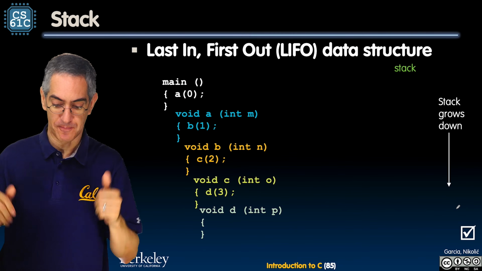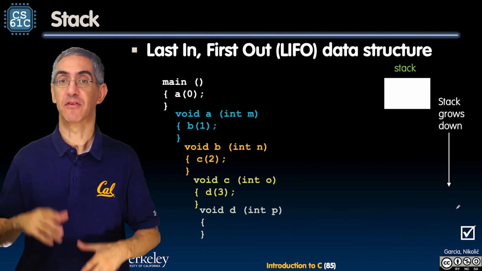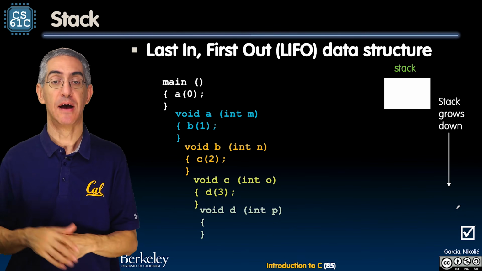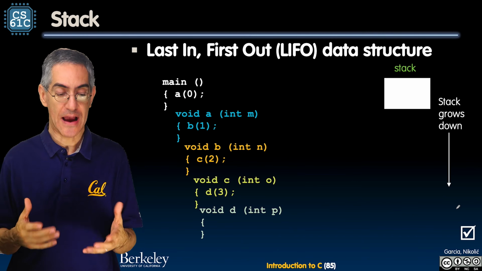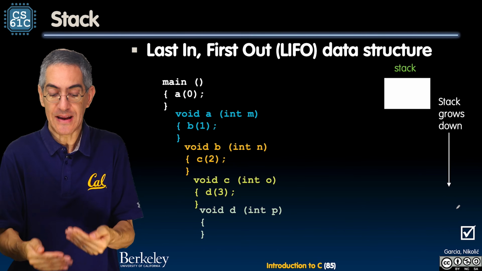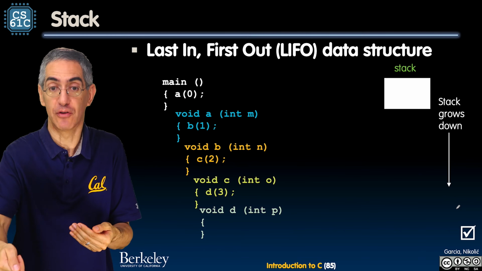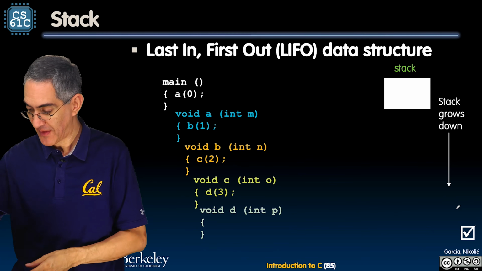Let's make a little animation. So I'm in main, okay? Got some space for main. Some local stuff is going on in main. I'm happy. I call A of 0. I have to know where to come back to. So I have to set up a structure so that when A returns, I know how to come back to me. So I have to store the line after A of 0, the line right here.